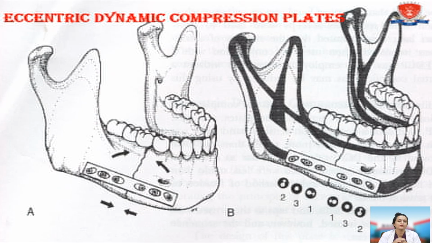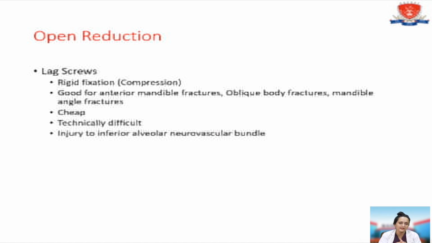Then you can also go for lag screws, mainly used for oblique fractures. So what does a lag screw do? It basically engages the inner cortex. There are 2 fragments of the fracture. So it engages the inner fragment and pulls it. So both the fragments unite.